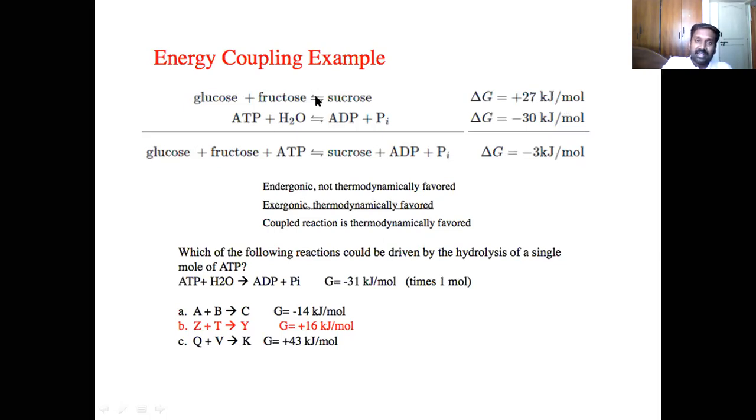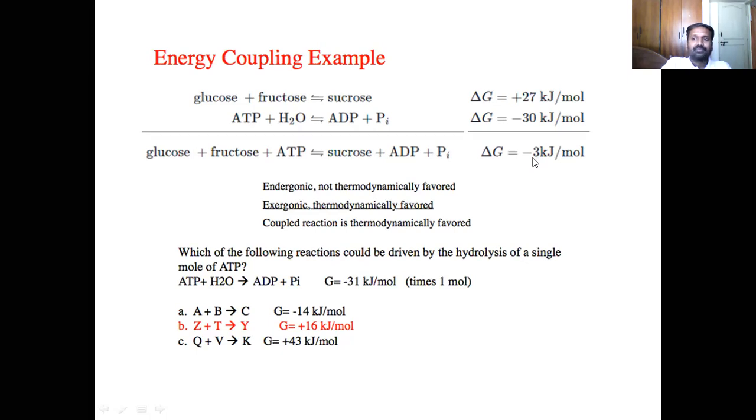Whereas when you couple this with ATP hydrolysis, which is energy currency, and write a net reaction, glucose plus fructose plus ATP, you have sucrose product plus ADP plus Pi. What is the delta G? Minus 3 kilojoules per mole, just exergonic. Almost close to zero. Anyways, but even just exergonic is enough. Look at this, plus 27. So you brought down the energetics of the reaction to a spontaneous value of minus 3.